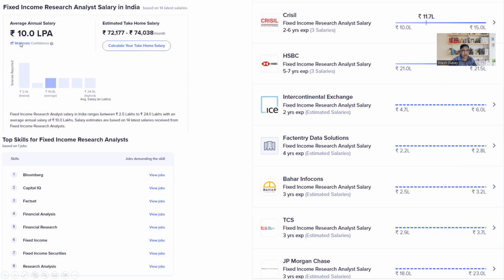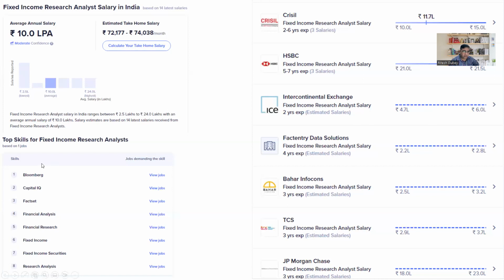Now this is something I have taken from Ambition Box, and it also gives you that 24 lakhs is the highest average salary in the Indian context. And you don't need to be worried about the minimum salaries being reported here, because you are coming from a fairly decent background, and you already know what kind of placements the campus provides. Now, what kind of skills do we need?